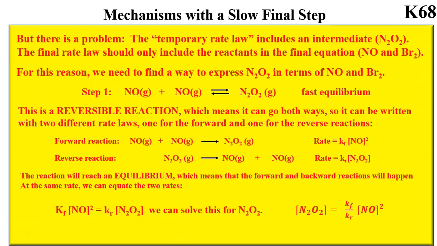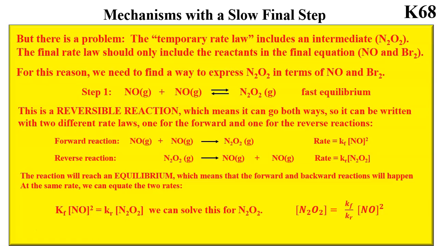So, there's a problem. The temporary rate law includes an intermediate, N2O2. The final rate law should only include the reactants in the final equation, NO and Br2. For this reason, we need to find a way to express N2O2 in terms of NO and Br2, because they are the reactants in the original reaction. So step 1 is NO plus NO gives you N2O2. That's the first elementary step. That's the fast equilibrium reaction. This is a reversible reaction, which means it can go both ways.